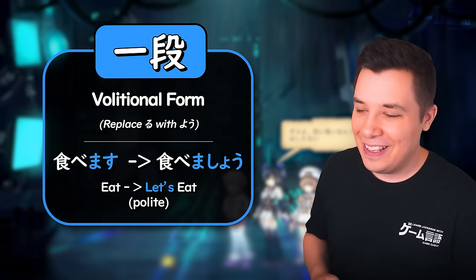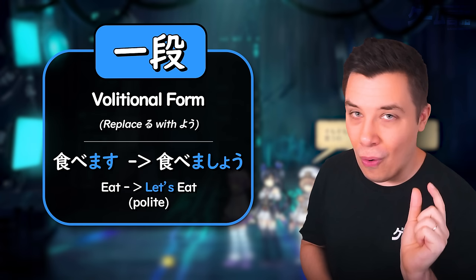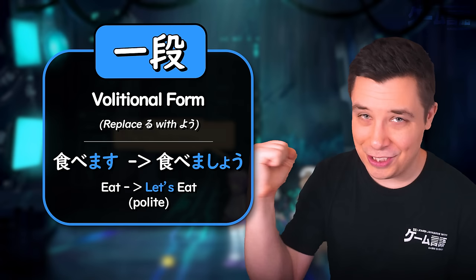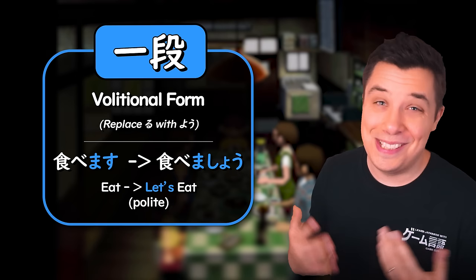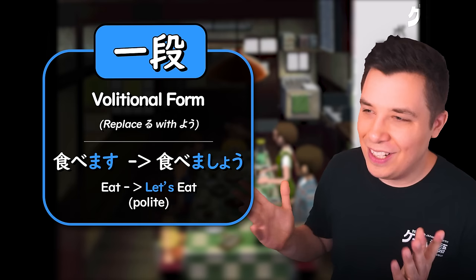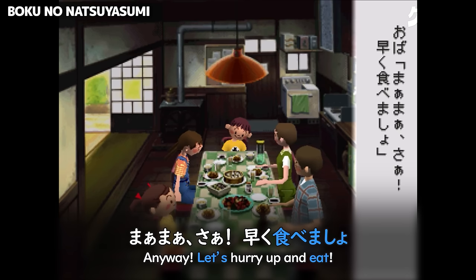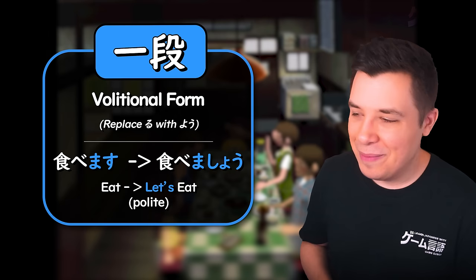And finally, the polite volitional form. So instead of yo, we have masho. So, tabeyo, let's eat, turns into tabemasho, let's eat, just in polite speech. みんなで美味しいプリンを食べましょう. And sometimes you might even see that final u actually dropped in more casual colloquial speech, like here in Boku no Natsuyasumi. It's just, let's hurry up and eat, tabemasho. まあまあ、さ、早く食べましょう. But it's the same thing. Yo is the volitional form, and masho is the polite volitional.